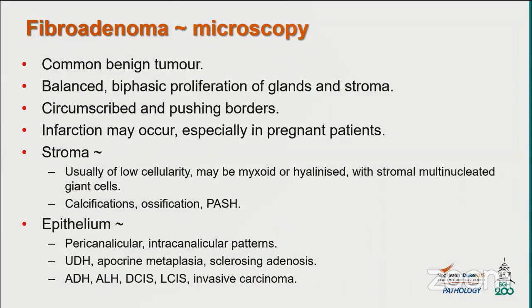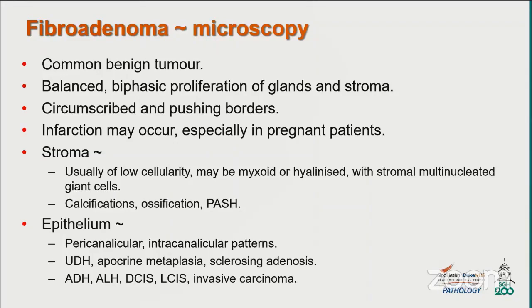Down the microscope, it shows a circumscribed and pushing border. Infarction may occur, especially in pregnant or lactating patients. The stroma tends to be of low cellularity, but may show myxoid or hyalinized appearances with stromal multinucleated giant cells that can also be sometimes encountered. Calcifications, ossifications, pseudoangiomatous stromal hyperplasia may be observed.